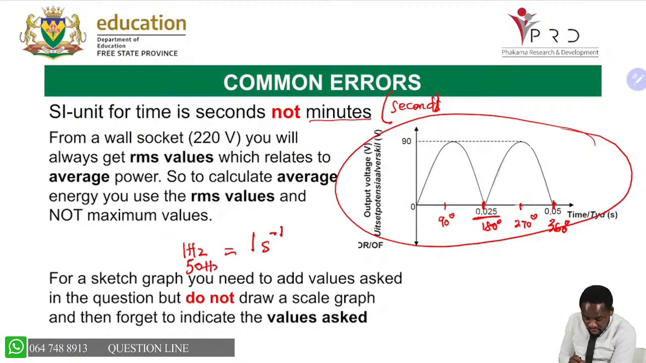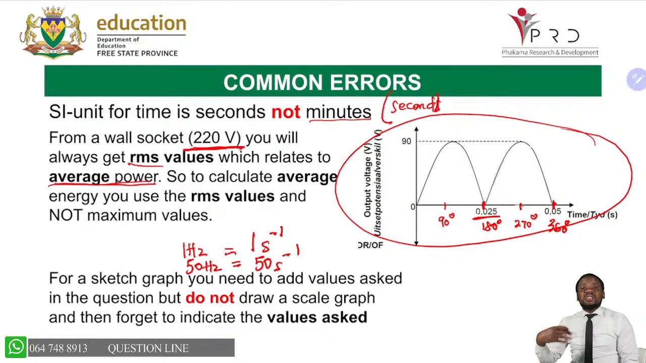Now from a wall socket, let's say 220 volts is what is supplied. You will always get the root mean square values, which relate to the average power. So the average power is based on the root mean square value of current and the root mean square value of potential difference or voltage. This will produce the same amount of energy as an equivalent DC source, because essentially that is what is delivered to the appliance from the AC source.